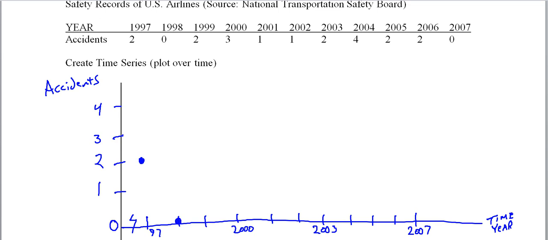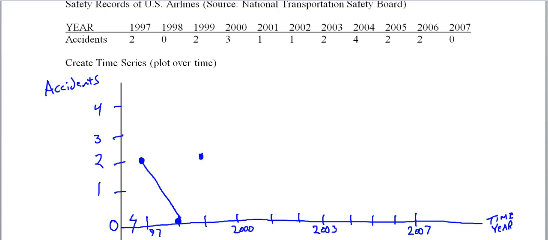And you do have to put the data point here. You just can't skip it. Which is a mistake I get sometimes, where people just say, well, there were no accidents. But you have to show that there was a drop between this year and this year. This is not a frequency polygon graph. This is a plot over time, since this actually just starts here and just continues on.